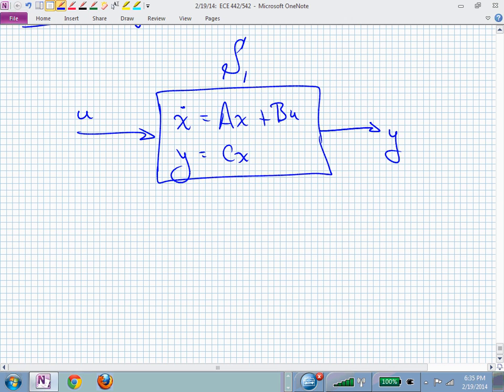And if we have one output, what are the dimensions on C? If we have one output, y is a 1 by 1 matrix, isn't it? It's a scalar. And we need the product of C times x to give us a 1 by 1. x, we know, is already 12 tall and 1 wide. C has to be 1 by 12. All right, so we have A, B, and C.